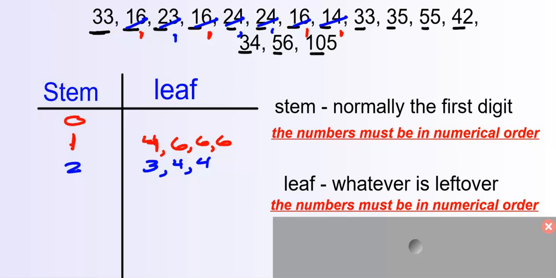So next number is 3, 33, 33, 35, 34. All right, and that's only threes. So we have 3, 3, 5, and 4. So we have 2 3s. And again, make sure they're in numerical order. In order, in order.